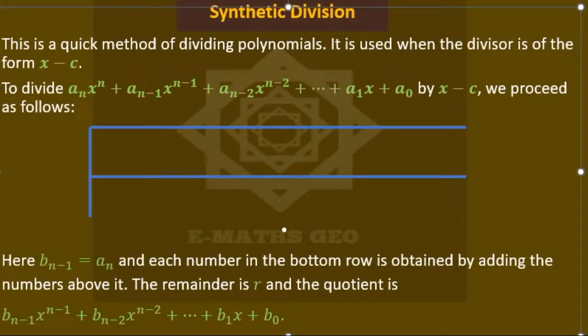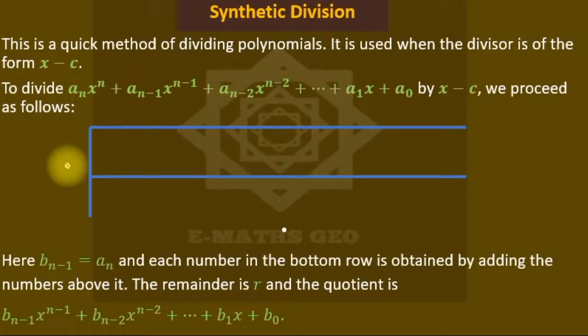We're on synthetic division. Synthetic division is just a quick method of dividing polynomials. It is used when the divisor is of the form x minus c. So if you have a linear factor like this, x minus c, a polynomial of degree 1 where the coefficient of x is 1, that's when we use it. To divide this polynomial by this linear factor, we proceed as follows.